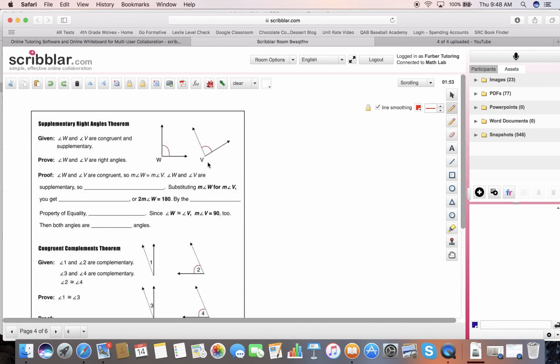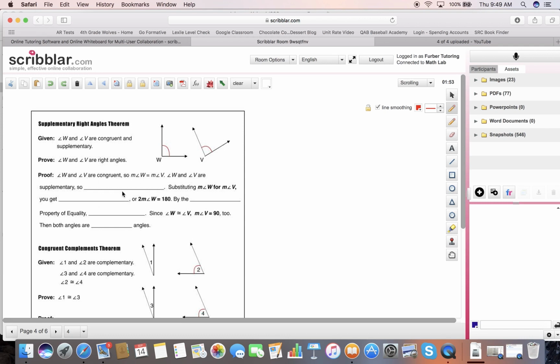This is a proof to prove the supplementary right angles theorem. So there's what they have given us. They've given us two angles, angle W and angle V, and they're giving us this information. Angle W and angle V are congruent. That's why you see these little curves on them, and they are supplementary. We need to prove why angle W and angle V are right angles.